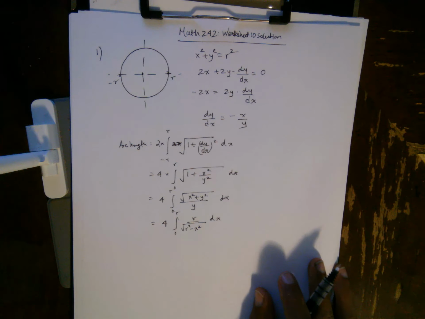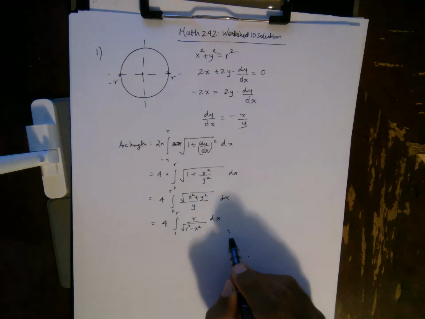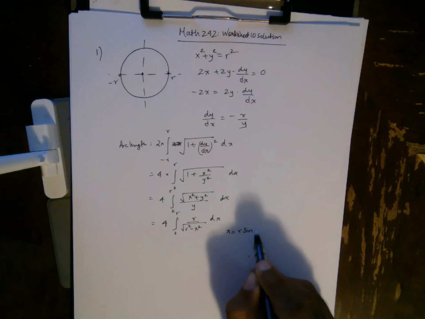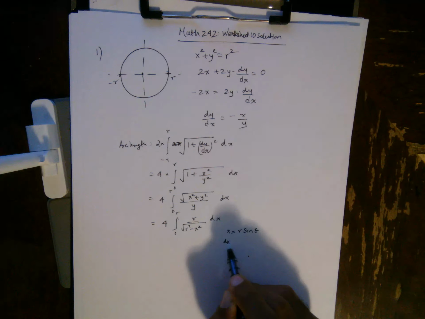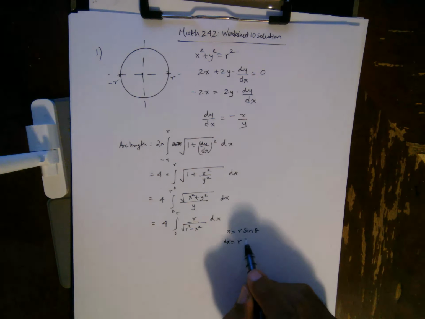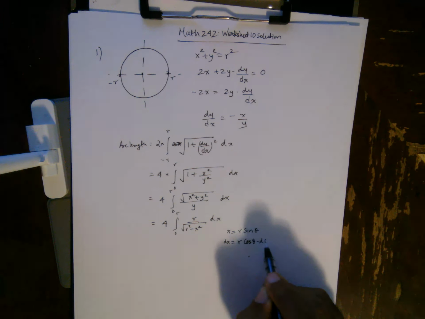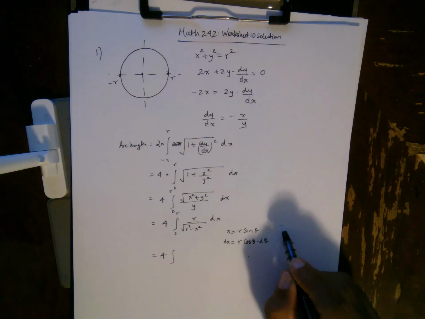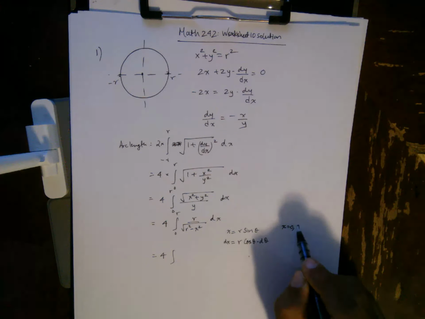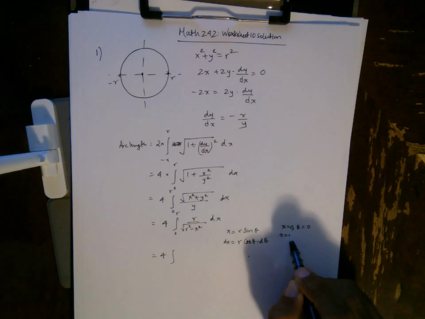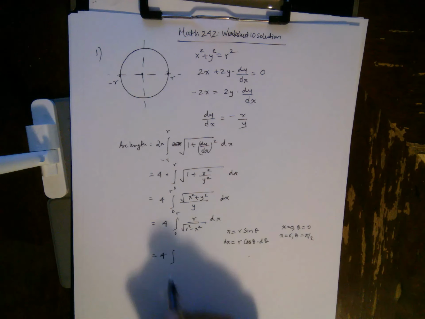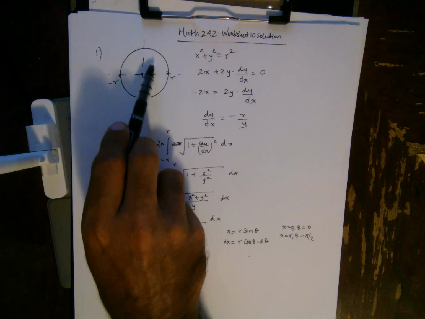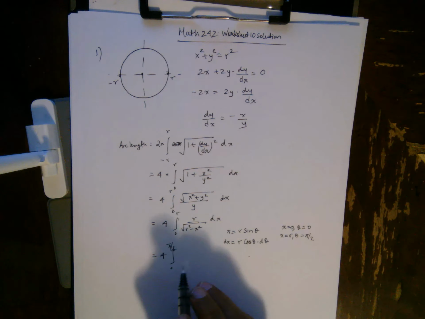And this is a typical trig integral, so probably x equals r sine theta will work, which gives me dx is r cosine theta d theta. Limits: when x is 0, theta is 0. When x is r, sine theta is 1, which means theta is pi over 2, which should intuitively make sense because we are in quadrant 1, so that's 0 to pi over 2.